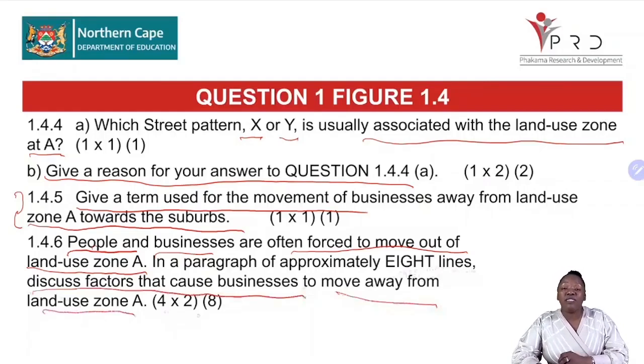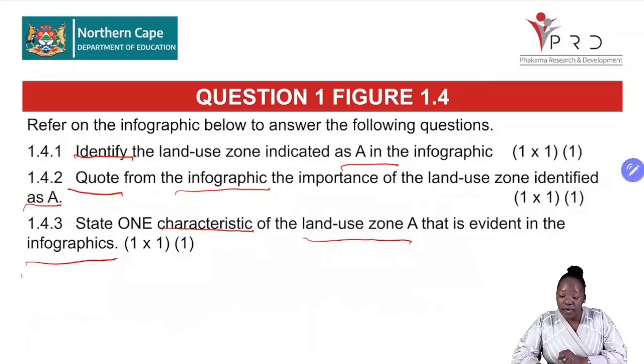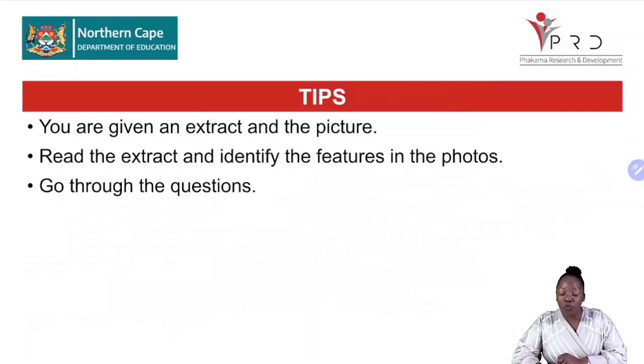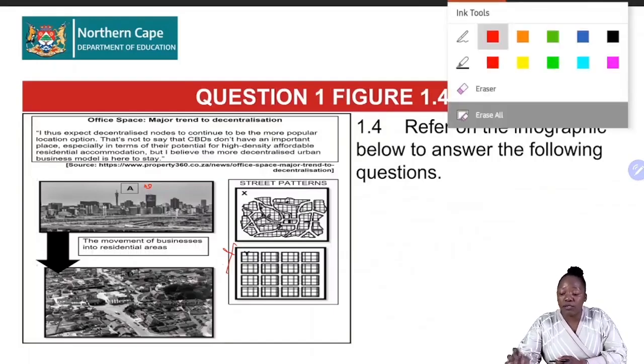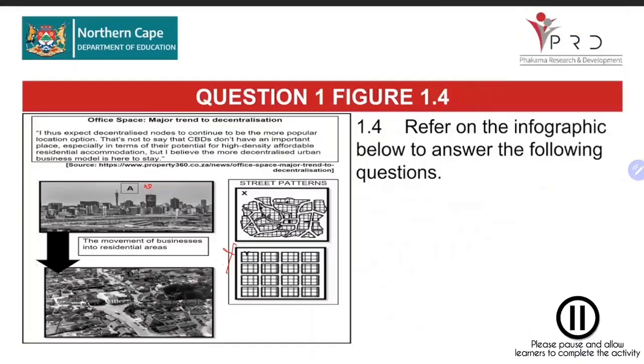Now that we have seen all 6 questions and you have noted which ones you need to refer to in the diagram, let us go back to our diagram so that you can identify these things on your own, and also read the extract on your own so that you can see where you need to quote from the extract. I'm going to give you 3 minutes to go through the diagram, and after 3 minutes we will proceed to our questions.